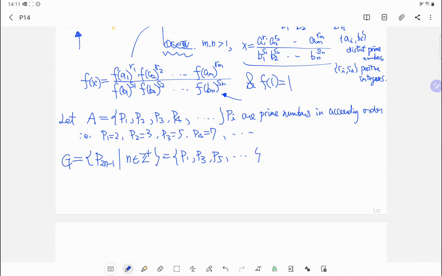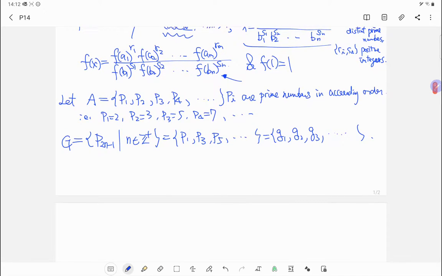And we can actually rename P1 to be G1, P3 to be G2, P5 to be G3. Yeah, like this. And another set we can call H, which is P2n for n a positive integer. Then you can see that G and H will be disjoint, with an empty intersection, and G union H will be A.